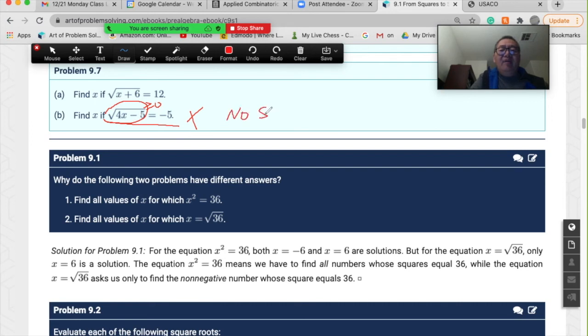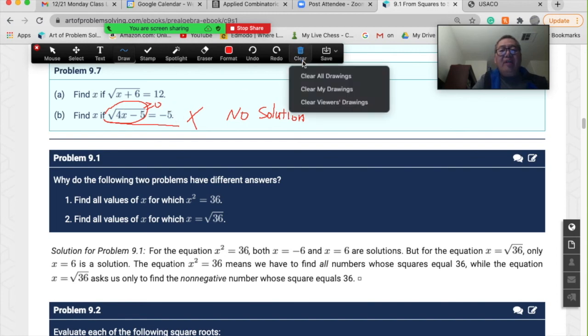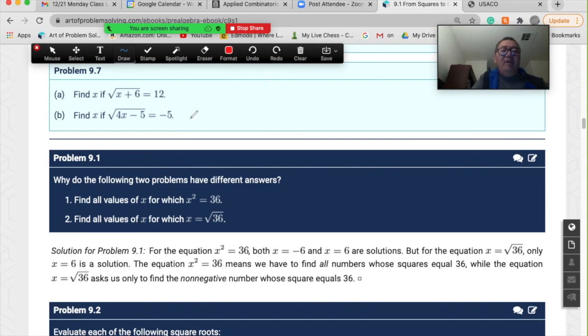But that tells you before you square both sides, you need to make sure that it makes sense. Like this one does not make sense. So then you can just stop here. You write down no solution for this one.